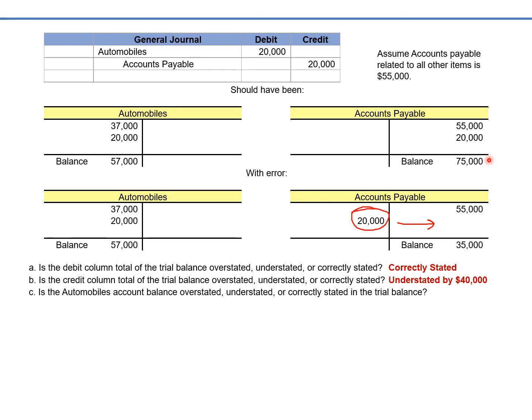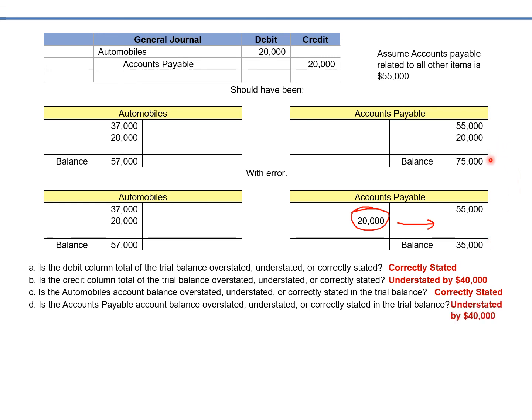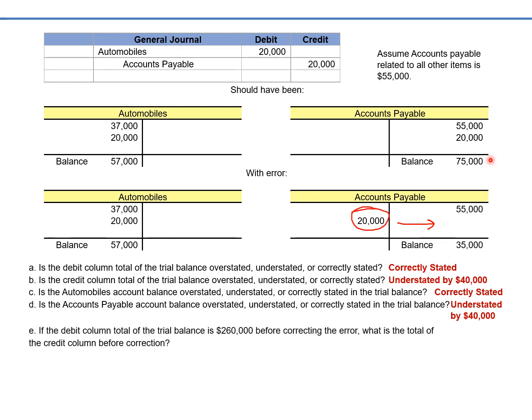Is the automobiles account balance overstated, understated, or correctly stated? Everything's fine with our automobiles, right? Right, and letter D is the accounts payable account over, under, or correctly stated. We already said it's 35 and it should be 75, right? Correct, or it's understated by 40,000. If the debit column of the trial balance is 260 before correcting the error, what's the total of the credit column before correcting the error? So we said that the credit column was understated by 40. So 260,000 minus 40 is $220,000.